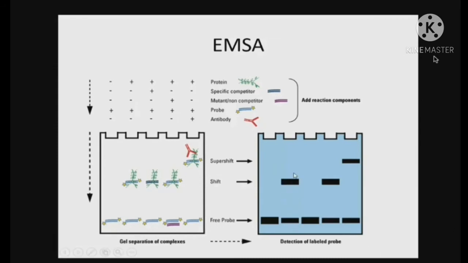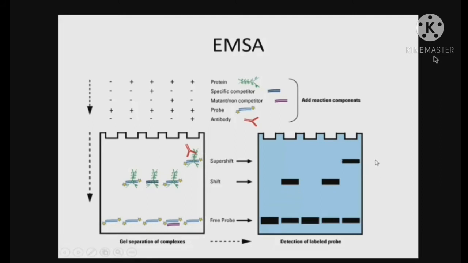Suppose we have an antibody against the protein which is interacting with the DNA. If we mix all three, what will happen? It becomes even heavier. This is known as super shifting. You can see more upward migration, meaning slower migration. That's why you are seeing the upward band. So this is super shifting.